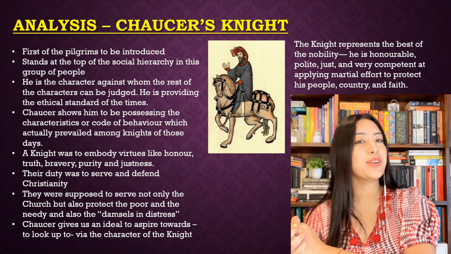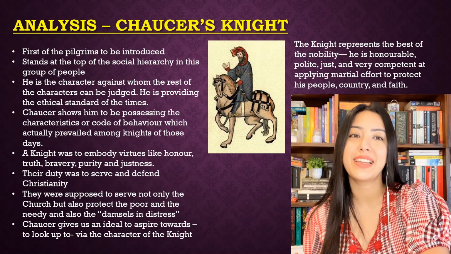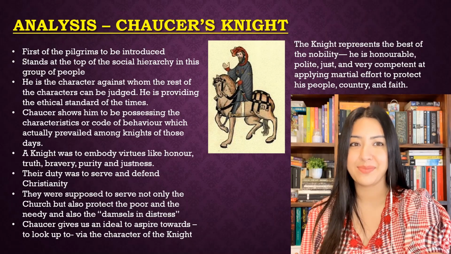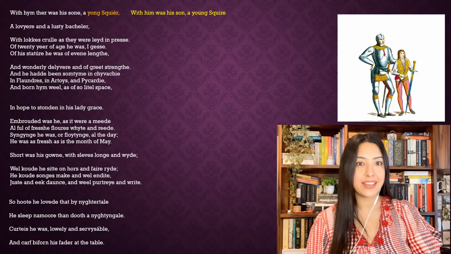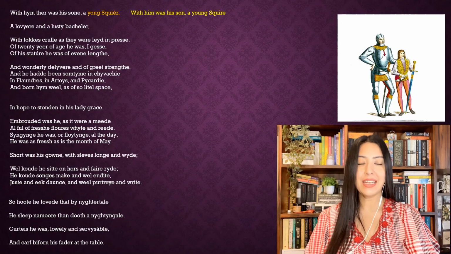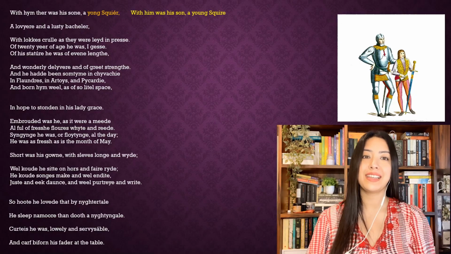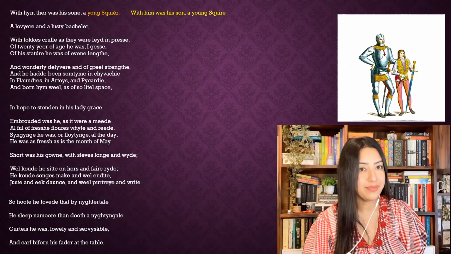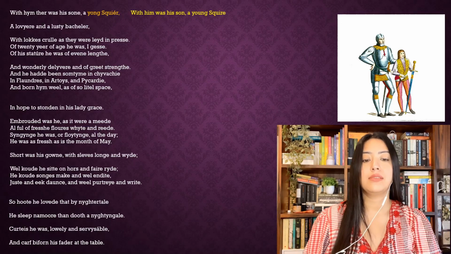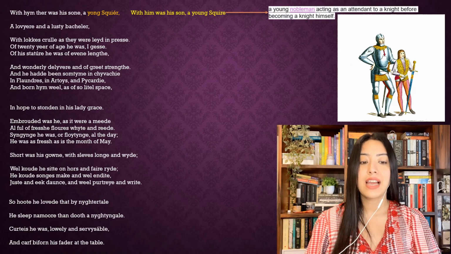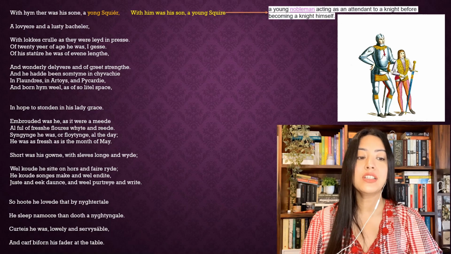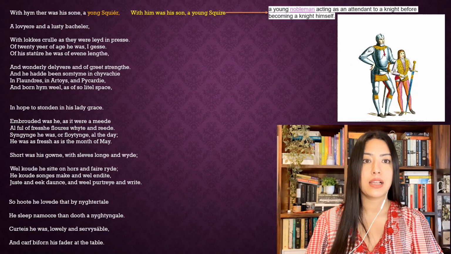Now we're going to move on to the next character that appears in the prologue to the Canterbury Tales. Now we're going to have a look at the son of the knight. We've met the knight. Now we're going to have a look at his son and what he was like. So with him, that is with the knight, was his son, a young squire. Now you have to know who a squire is: a young nobleman acting as an attendant to a knight before becoming a knight himself.